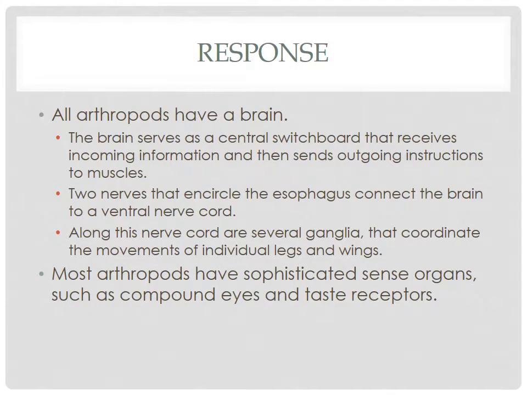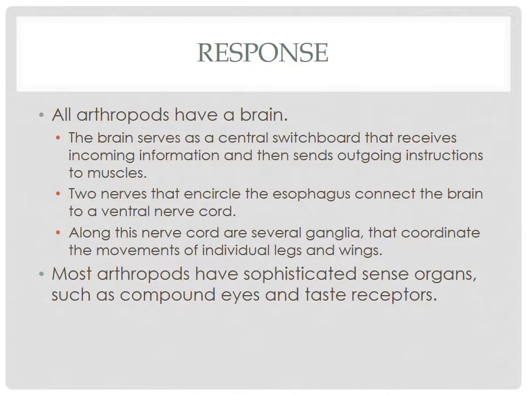All arthropods have a brain, and that brain is going to serve as a central switchboard that receives incoming information and sends out outgoing instructions to muscles. They have two nerves that encircle the esophagus and connect the brain to the ventral nerve cord. And along this nerve cord, there are several ganglia. And these ganglia create coordinated movements of the individual legs or wings.